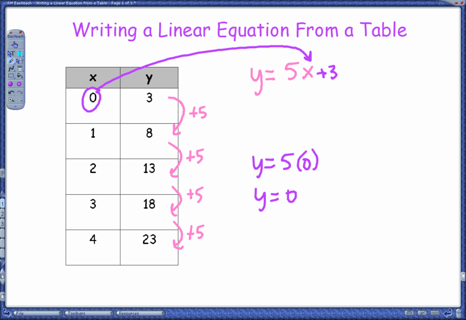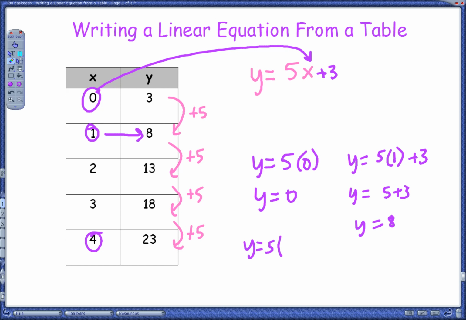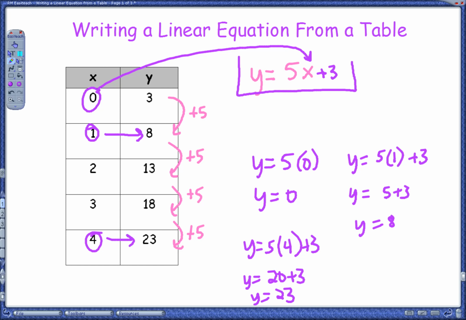If I tried this with all of my other x values, it should work. So let's say I plug in 1 for x. Y equals 5 times 1 plus 3, because we think it's plus 3. Well, y equals 5 plus 3. Y equals 8. And our y value is 8. And if I checked all of these, it would work. So I'm going to go all the way down to 4 and plug it in and show you that it still works. So y equals 5 times 4 plus 3. Y equals 20 plus 3. Y equals 23. Yep. So this is my final equation right here.